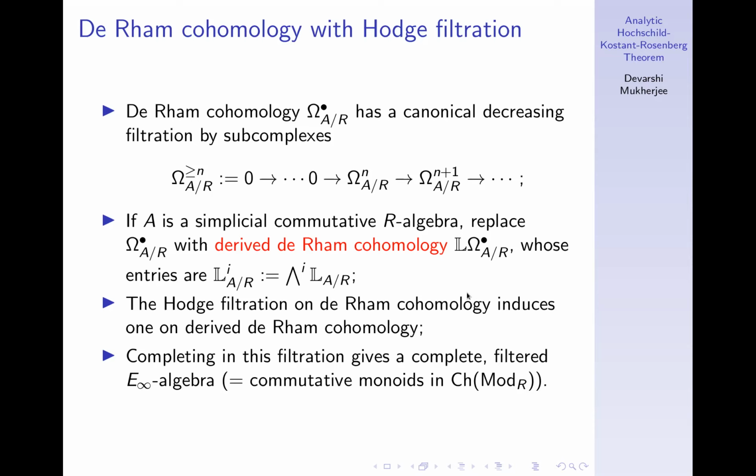Right. Now we get a filtration also on this derived de Rham cohomology, but it's not yet complete, so we need to complete in this filtration. Once we complete in this filtration, we again get a derived algebra in the sense that I spoke about previously. But it's more than just a derived algebra. It's now a complete and filtered derived algebra.